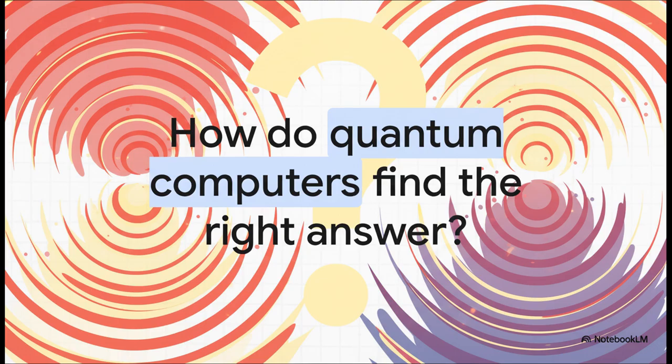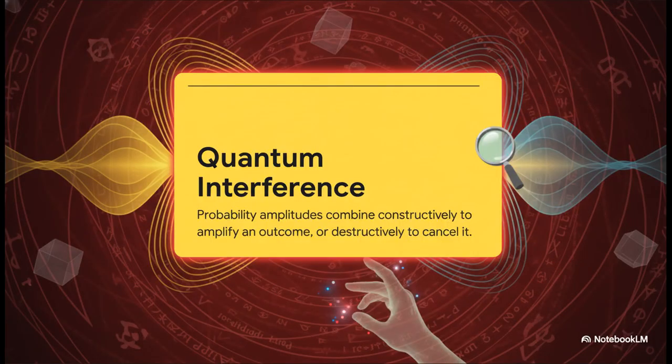You've actually probably experienced this yourself if you've ever worn noise-canceling headphones. They play an anti-noise wave that perfectly cancels out the background hum of an airplane cabin. That physical concept, right there, is called interference. Okay, let's dive into this. Quantum interference is basically the phenomenon where the probability amplitudes of quantum states combine. They either combine constructively to amplify an outcome or destructively to cancel it out entirely.